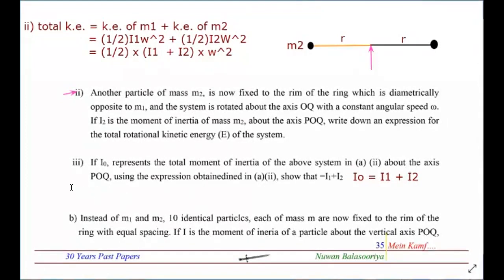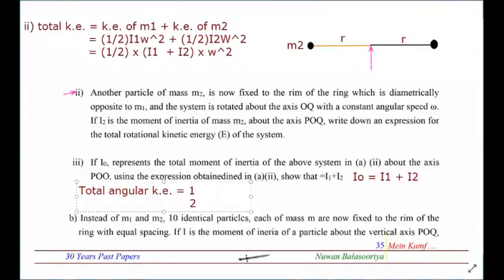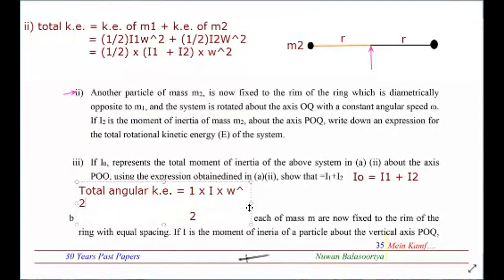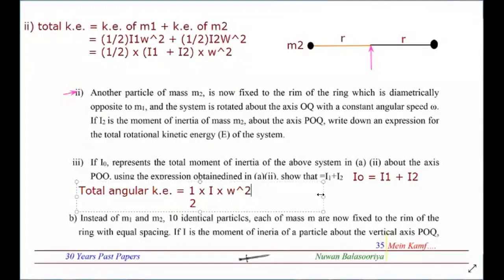But what is the normal total angular kinetic energy equation here? Normally we write the expression as half into moment of inertia of the system I into square of the angular velocity. Am I right there? This is how we write. Am I right or wrong? Right, sir. Yes, thank you, dear.